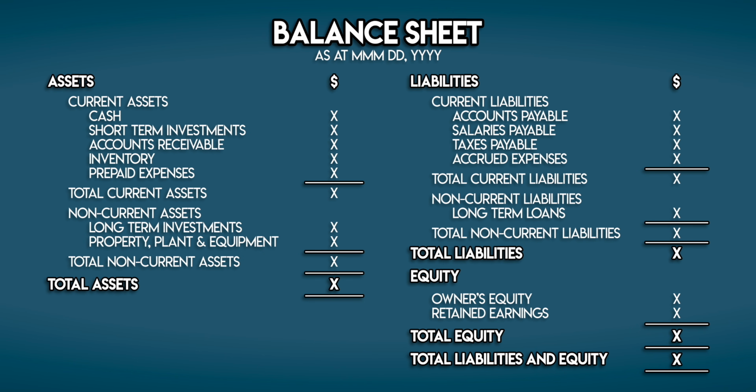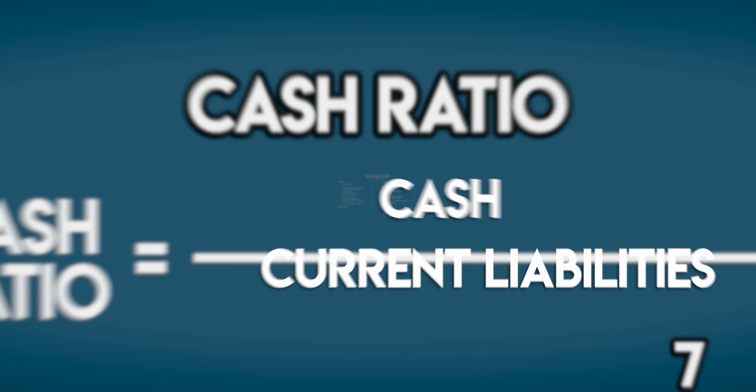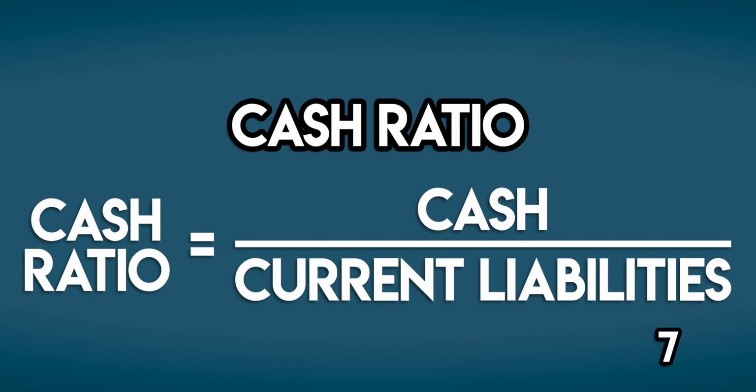Current liabilities can be found on the right-hand side of a balance sheet. These are a business's obligations that need to be settled within 1 year. On the left, we have assets. Liquid assets are the stuff that a business owns that can be converted into cash quickly and easily. The most liquid asset of them all is cash itself. If we take cash and divide it by current liabilities, then we have the cash ratio.